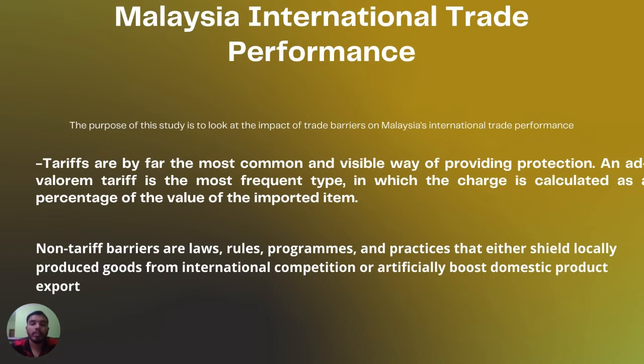Okay. The second one is non-tariff barriers. Non-tariff barriers are laws, rules, programs, and practices that either shield locally produced goods from international competition or artificially boost domestic product exports. Non-tariff measures are employed in a variety of ways. NTMs are more difficult to predict than tariff measures. They include direct quantitative restraints such as import quotas, tariff quotas, and voluntary export restraints, technical requirements, and plant health measures, as well as time-consuming import licenses, customs processes, and domestic laws.